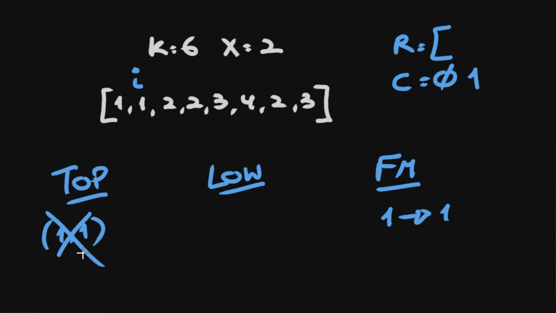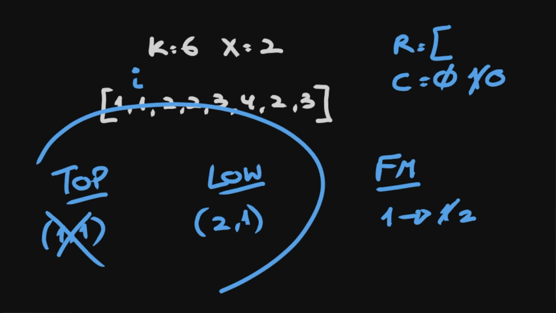So we can remove this, and we subtract 1 times 1 from current. This is now 0. Now we are ready to add this to the frequency map. So we go here, we add 1, and now we add this information to low. So we have a tuple with 2, 1.